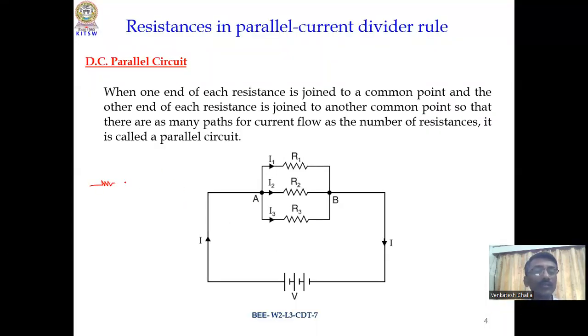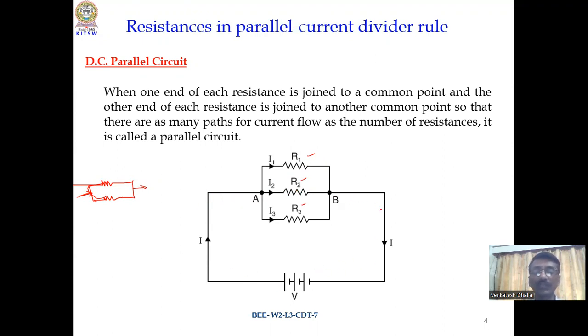Will also provide the path for the current. So current coming here will divide into the resistors. So here an example is given with the three resistors R1, R2 and R3 between the terminals A, B. All are connected between the same terminals A and B. Now voltage is also connected between A and B.